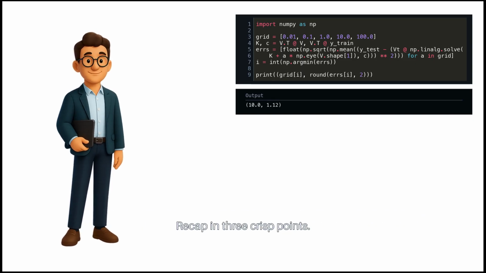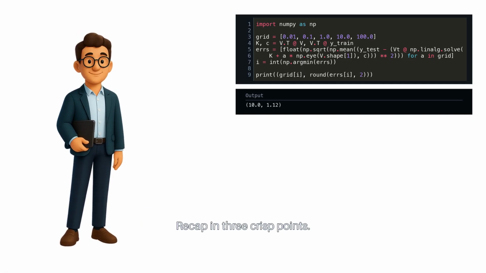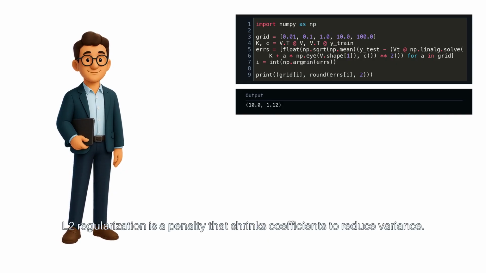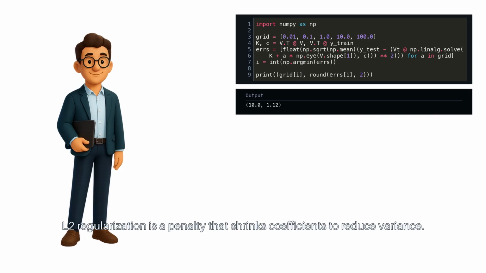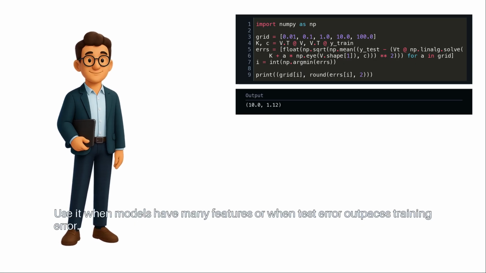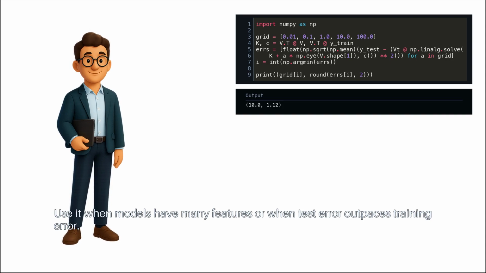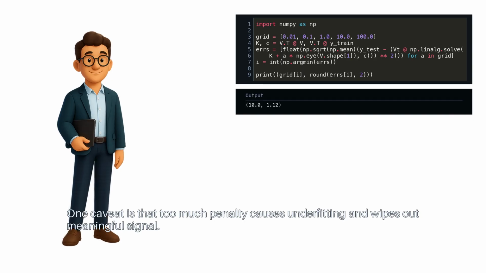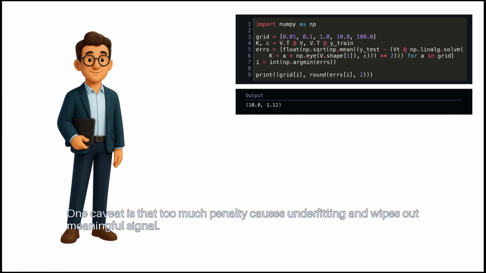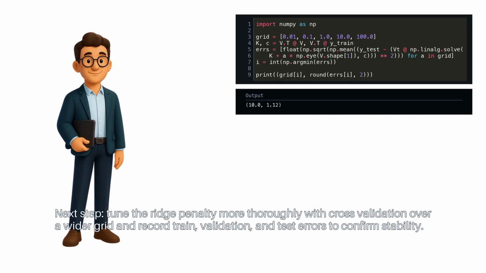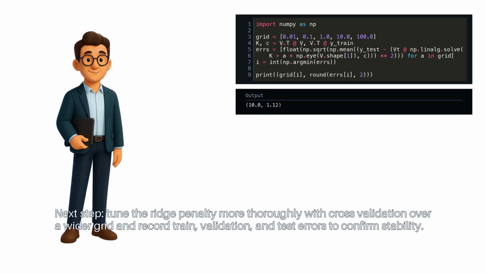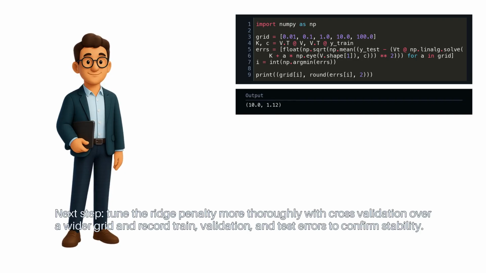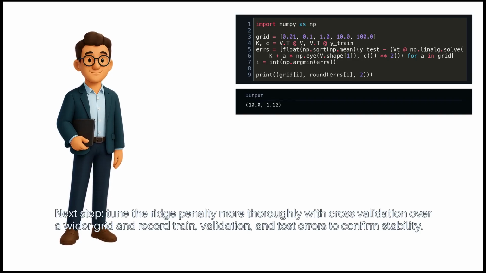Recap in 3 crisp points. L2 regularization is a penalty that shrinks coefficients to reduce variance. Use it when models have many features or when test error outpaces training error. One caveat is that too much penalty causes underfitting and wipes out meaningful signal. Next step: tune the ridge penalty more thoroughly with cross-validation over a wider grid and record train, validation, and test errors to confirm stability.